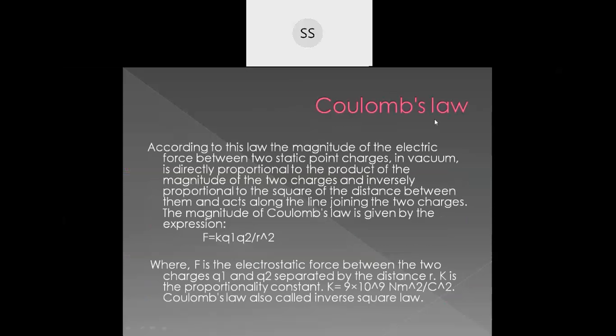Okay, so according to Coulomb's law, if two charges are kept at some distance, they will get attracted towards each other or they will get repelled from each other, according to the sign or type of the charges.